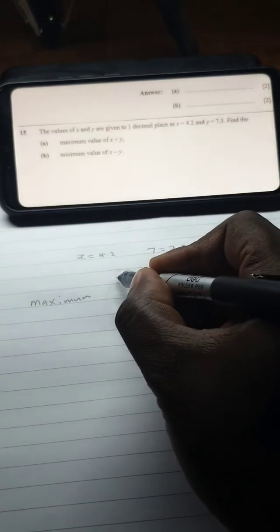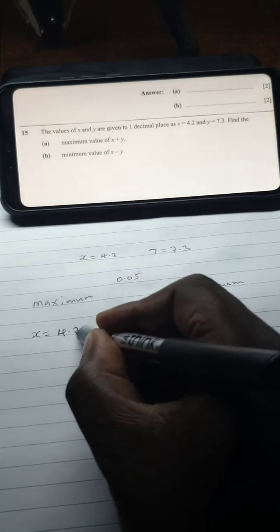So now listen. The absolute error, if it's in one decimal place, it is 0.05. Remember that. If it's in one decimal place, it is 0.05. So if we are finding maximum value for any of these, for x, we are going to add 4.2 plus 0.05.